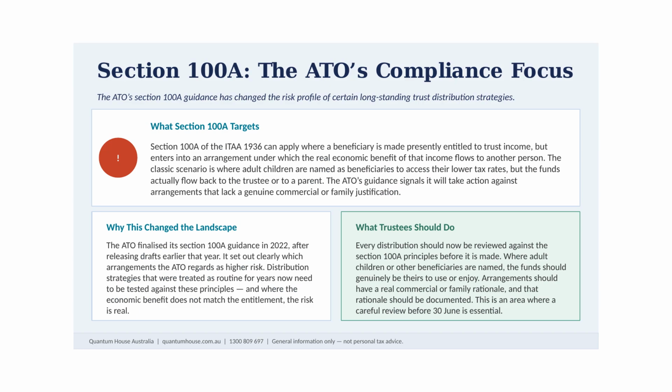This brings us to what is probably the most significant compliance development in the family trust space in recent years, Section 100A. Section 100A of the Income Tax Assessment Act 1936 can apply where a beneficiary is made presently entitled to trust income, but enters into an arrangement under which the real economic benefit of that income flows to someone else. The classic scenario, and the one the ATO is most focused on, is where adult children are named as beneficiaries to access their lower tax rates, but the funds actually flow back to the trustee or to a parent. On paper, the child gets the tax entitlement. In substance, the parent gets the money.